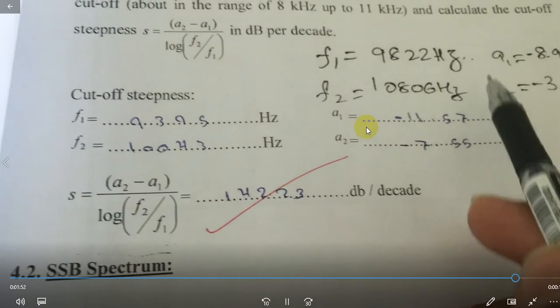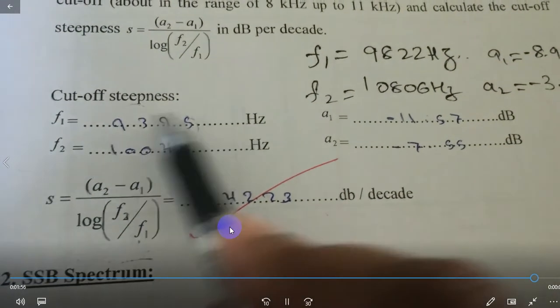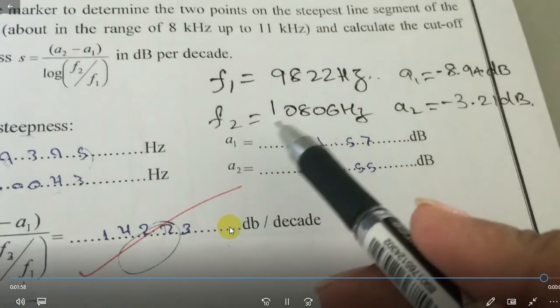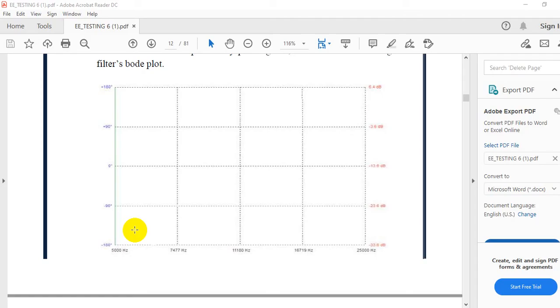Don't see this value, these are for some other value. Just consider F1, F2. You will get some other values. So from here, plot your response here.